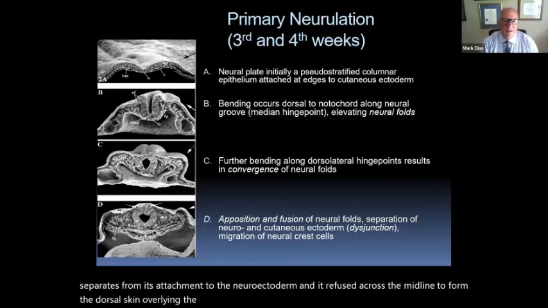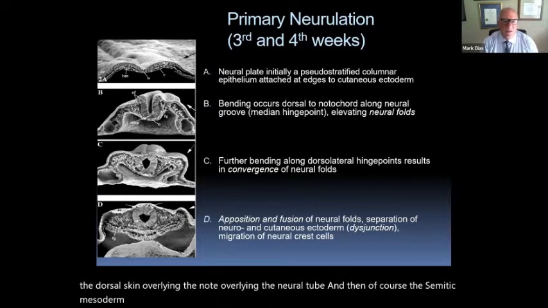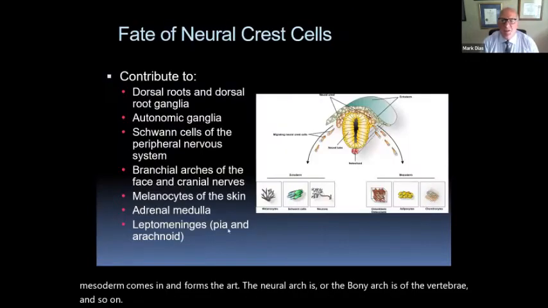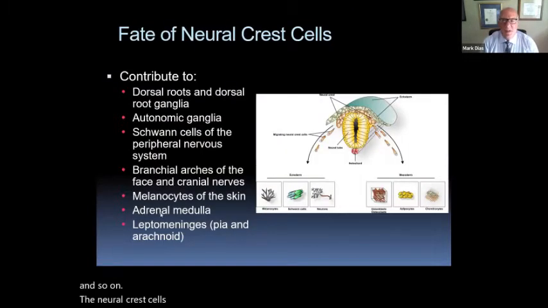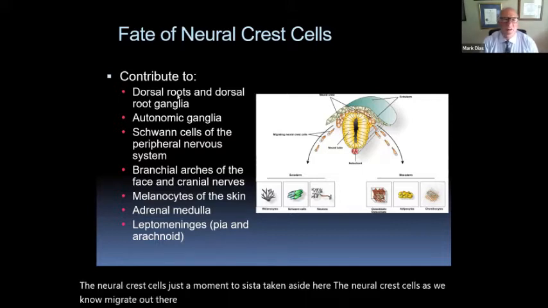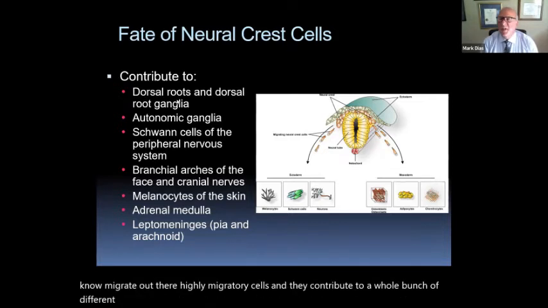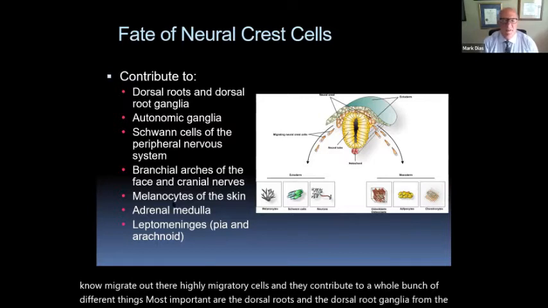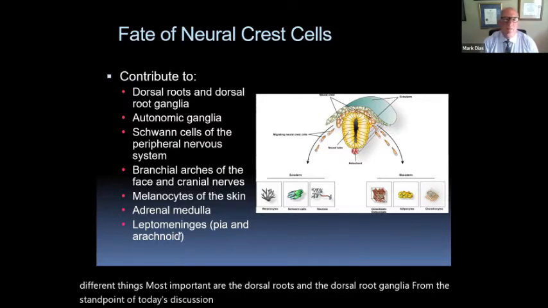And then, of course, the somatic mesoderm comes in and forms the neural arches or the bony arches of the vertebrae and so on. The neural crest cells, just take an aside here. The neural crest cells, as we know, migrate out. They're highly migratory cells, and they contribute to a whole bunch of different things. Most important are the dorsal roots and the dorsal root ganglia from the standpoint of today's discussion, but they form a lot of other things as well.